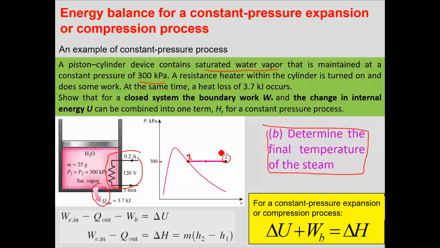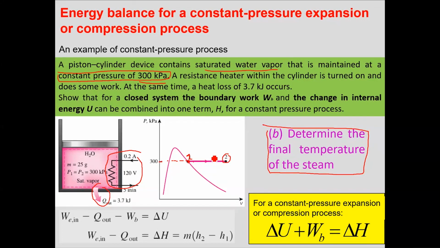It could be either on the right hand side of state 1 or on the left hand side of state 1. Why? Because the process is taking place at a constant pressure of 300 kilopascal. So the constant pressure line is this line, 300 kilopascal. One could either move to 2 or move towards the inside, to the left side of state 1. For the moment, I have assumed that it has moved to state 2. Now I have to determine the final temperature of the steam.